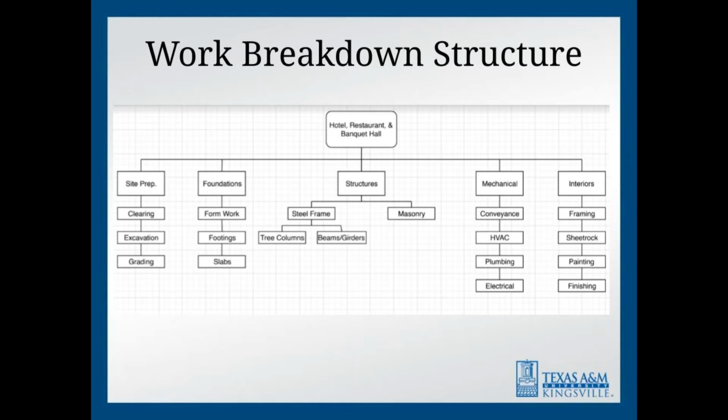The following image shows the work breakdown structure of the project. The main components making the branches are the site preparation, foundations, structures, mechanical, and interiors. The main purpose of this work breakdown structure is to reduce complicated activities to a collection of tasks. Tasks must be measurable and independent, with clearly defined limits.